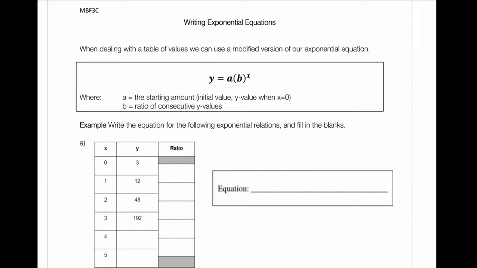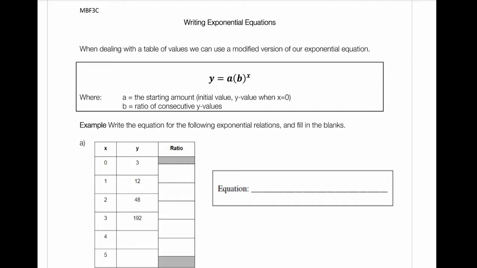And when we're dealing with tables of values, we can use a modified version of our exponential equation. That modified version is y equals a times b to the power of x. A is the initial value or the starting amount, or essentially the y value when x equals 0. So you can think of it as the y-intercept. B is the ratio of consecutive y values.